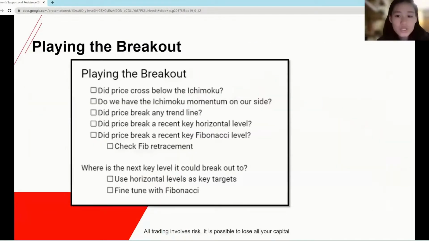Okay, so here is another guide for you to look out for when you are identifying a breakout. Has the price crossed below the Ichimoku? Do we have the Ichimoku momentum on our side? Did the price break any trend line? Did the price break a recent horizontal level? And did the price break a recent key Fibonacci level? In which case we would then check for Fibonacci retracements. And then lastly, where is the next key level it could break out to? In which case we will use horizontal levels such as our pullback and overlap support and resistance levels. And then we'll fine tune those levels with Fibonacci.